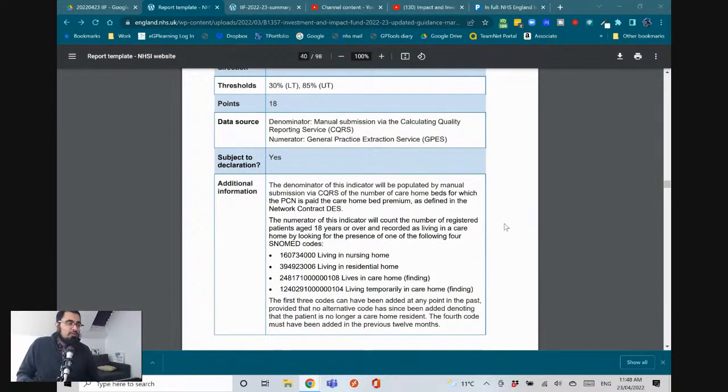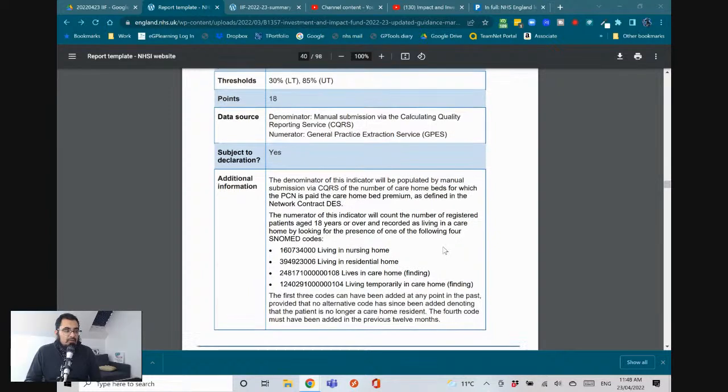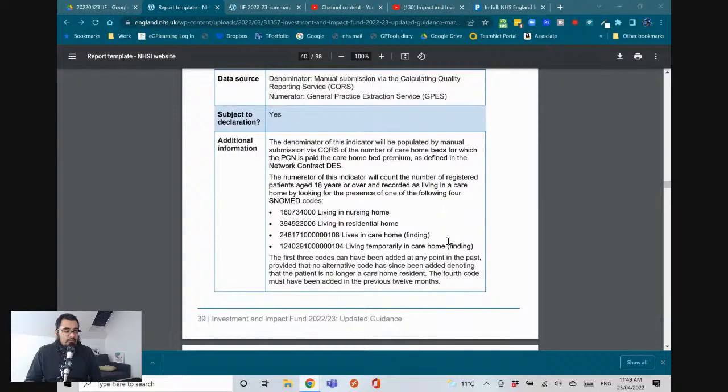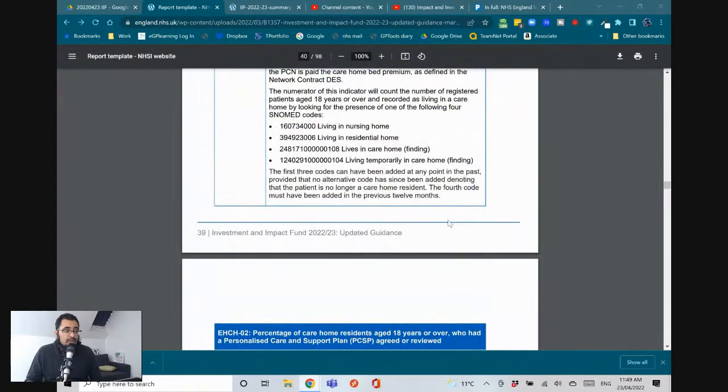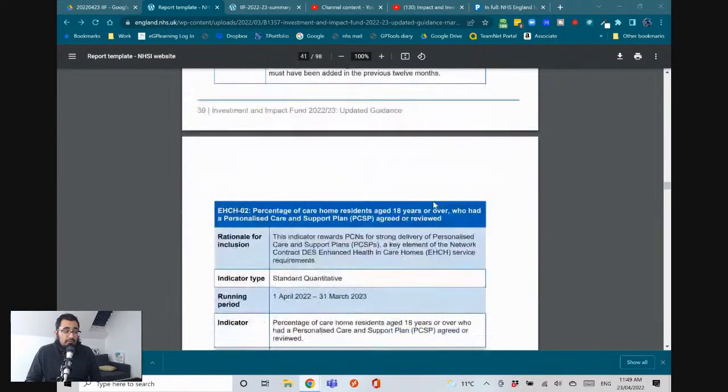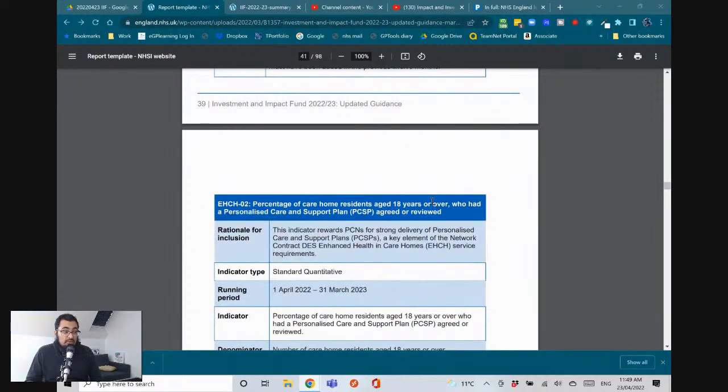The numerator of this indicator will count the number of registered patients aged 18 or over recorded as living in a care home by the presence of one of these 4 following SNOMED codes: living in a nursing home, living in a residential home, living in a care home (finding), and living temporarily in a care home (finding). So they've added some extra codes. I think the 4th code has been added in the previous 12 months, so they have made that potentially a bit more diverse.